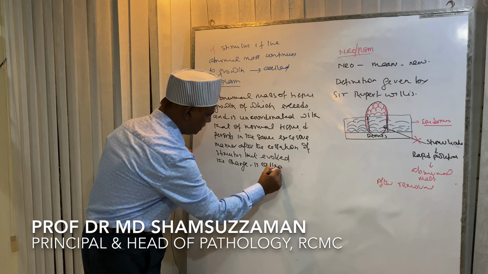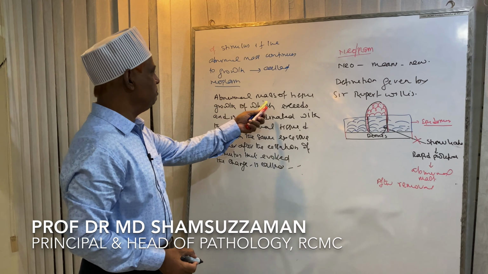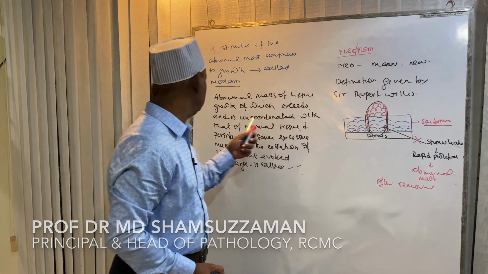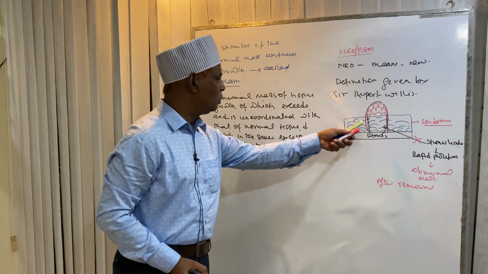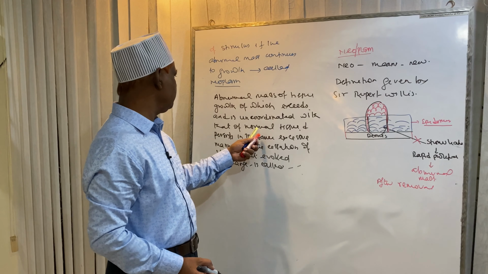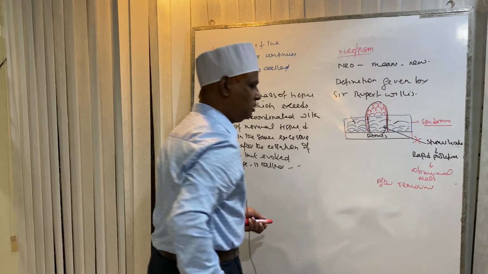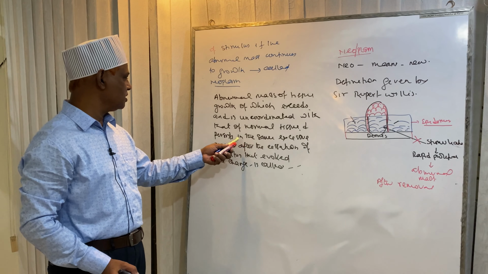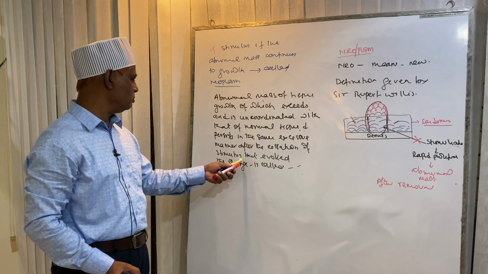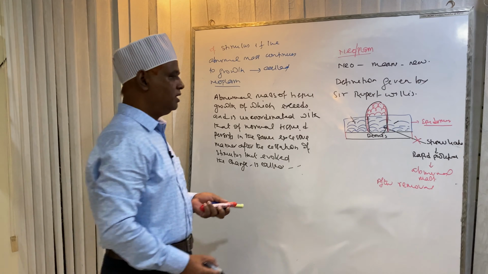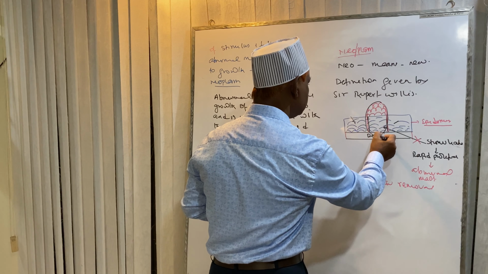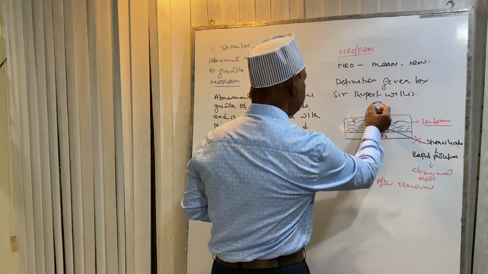It is called neoplasm. Again, abnormal mass of tissue, growth of which exceeds and is uncoordinated with that of normal tissue. Its growth exceeds the growth of the normal tissue and persists in the same excessive manner after the cessation of the stimulus that evoked the change, and the growth persists like the previous manner after the removal of the stimulus. So this abnormal mass is known as neoplasm.